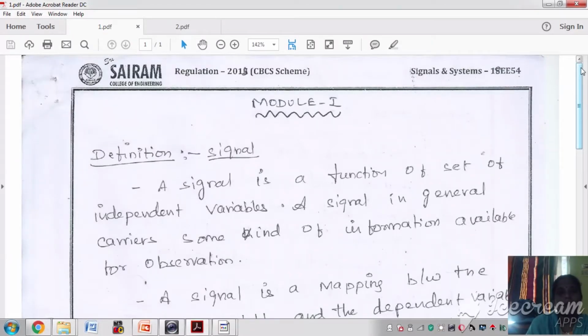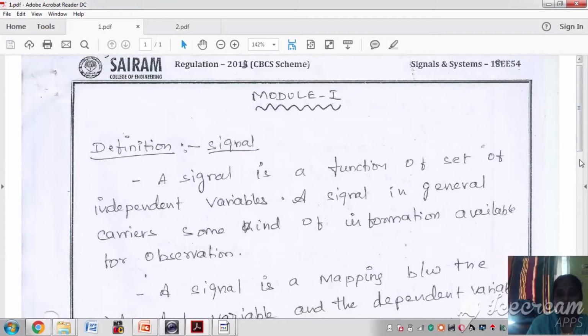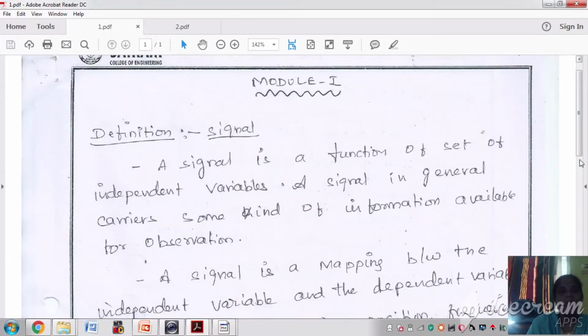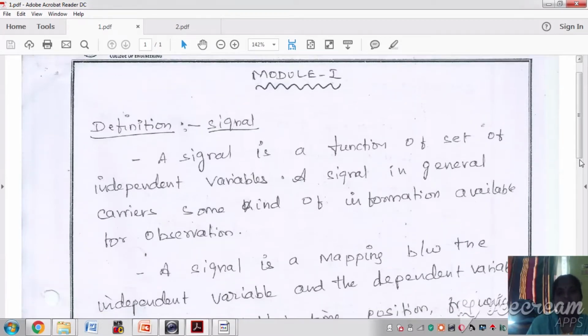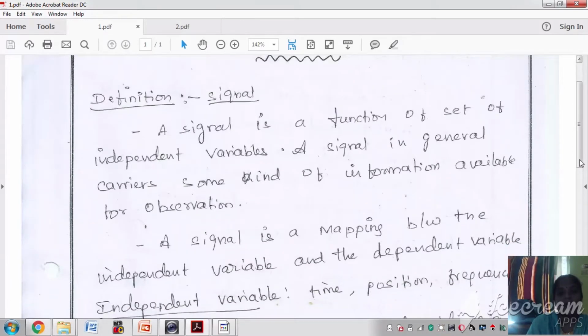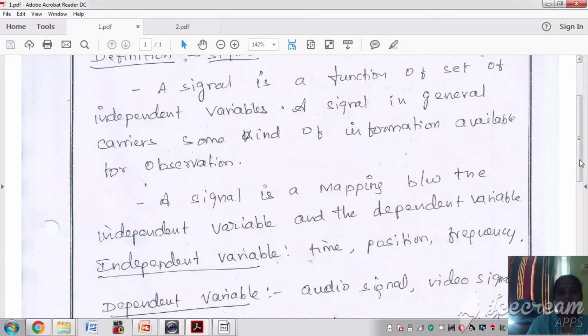First, we are going to see the definition of signals. What is meant by signal? A signal is a function of a set of independent variables. A signal in general carries some kind of information available for observation, and also here we can say the definition for signals: a signal is a mapping between the independent variable and the dependent variable.